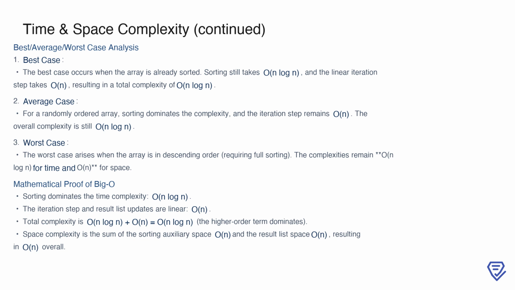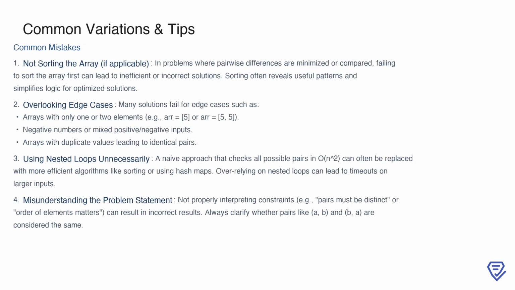Space complexity across all cases remains O(n), combining the auxiliary space used by timsort and the space for the result list. This reinforces that our optimized solution is efficient and consistent across all scenarios. When approaching problems that involve minimizing or comparing differences, one common mistake is neglecting to sort the array beforehand. Sorting is often a crucial first step, as it can highlight patterns and simplify the logic for an optimized solution.